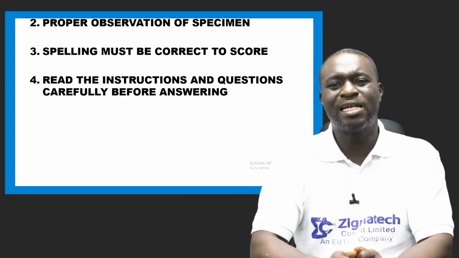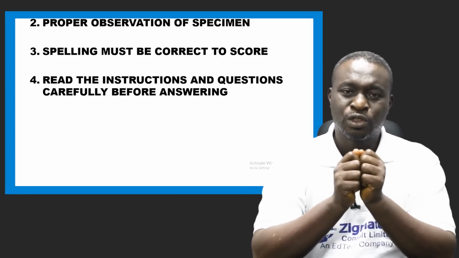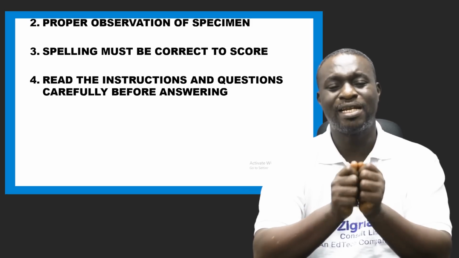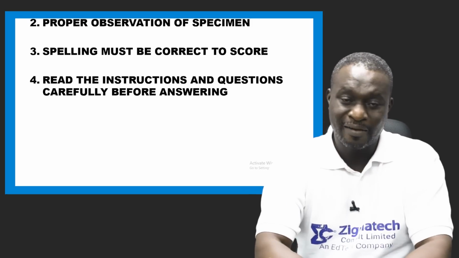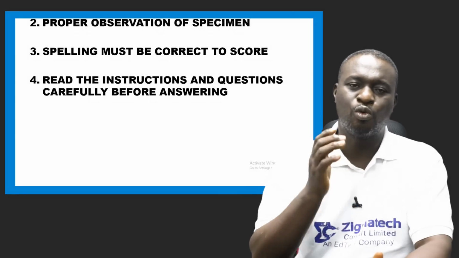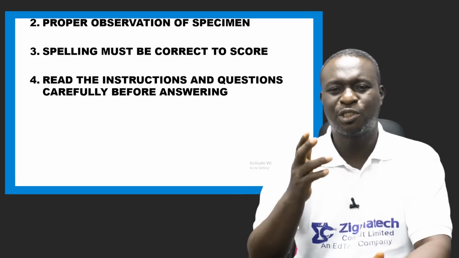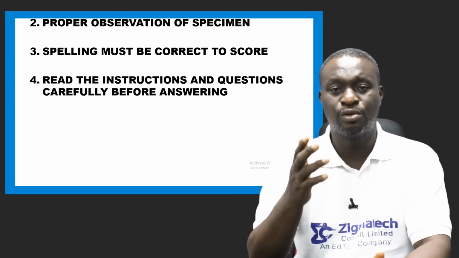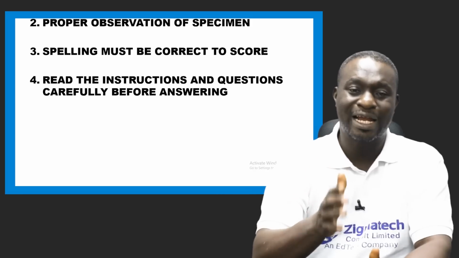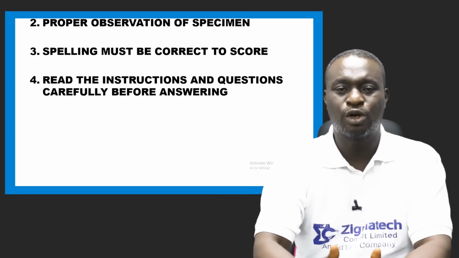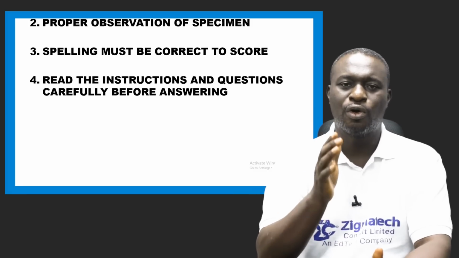Another thing is that your spelling must be correct to score. In other words, if your spelling is not correct, you will not be given the mark. So try as much as possible to work on your spellings, mostly for the specimens that will be provided for you. Learn to spell them correctly. Spelling must be correct to score a mark.